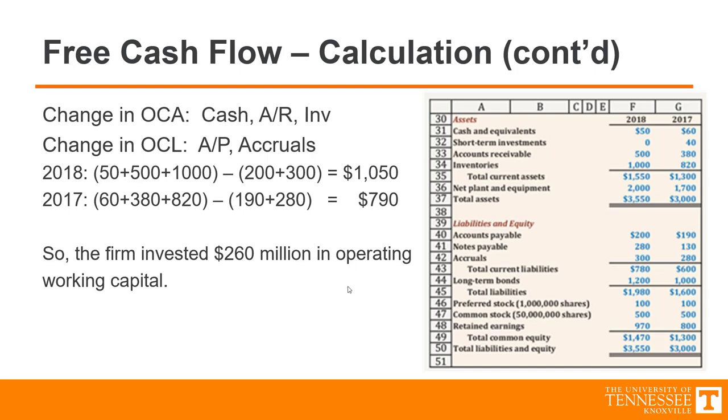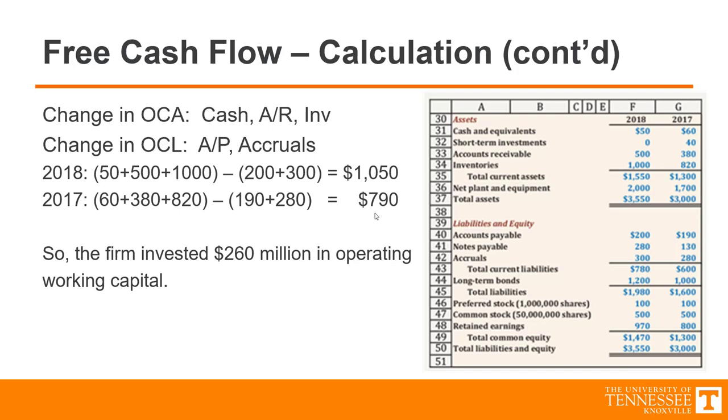Now, if we go on and look at 2017, we would see that the operating current assets are going to be the 60 plus 380 plus 820, and we're going to take away the 190 of accounts payable, the 280 of accruals, and we net out 790. So what we are left with is this net operating working capital for two different years, and we want to see what has happened. What's the change been in that net operating working capital category?